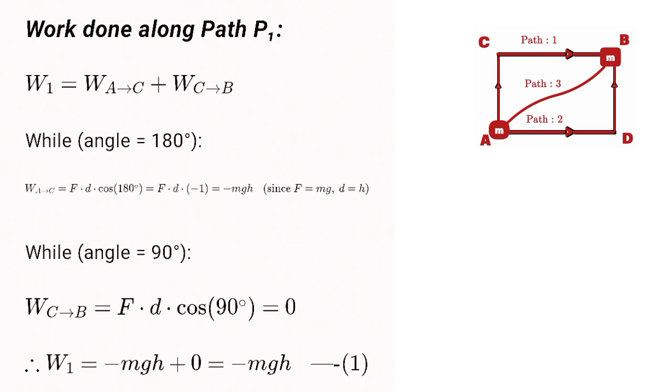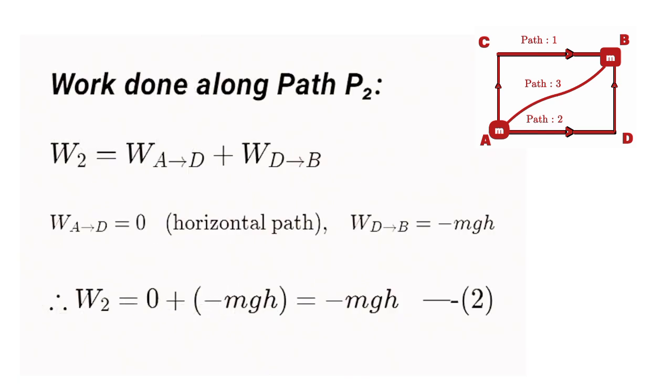Equation 1. Work done along path P2. W2 equals WA to D plus WD to B. WA to D is 0 because the motion is horizontal. WD to B equals minus mgh. Therefore, W2 equals minus mgh.